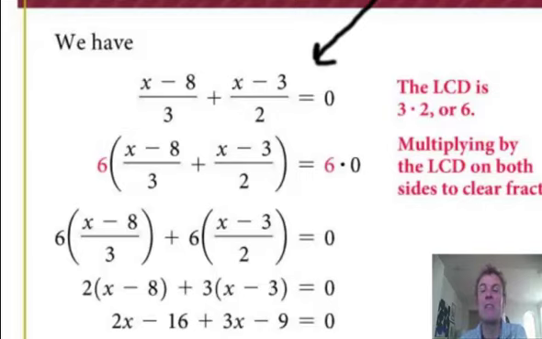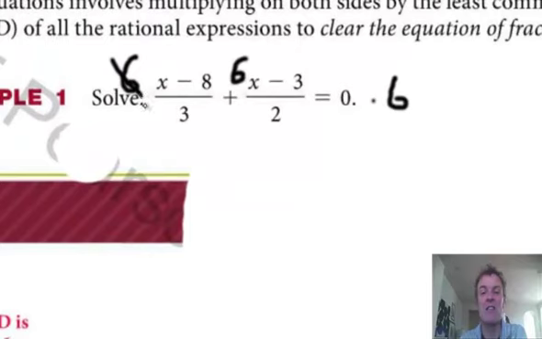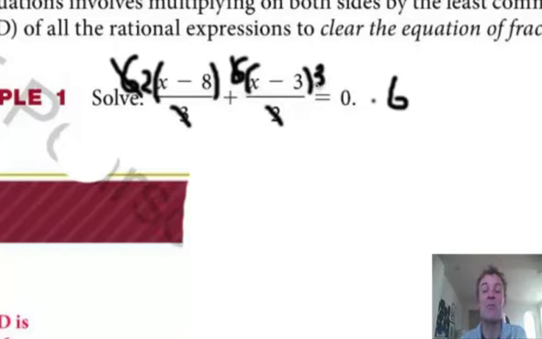The reason why I've multiplied by 6 is this. 6 divided by 3 will leave you with 2. So that is now the number that I'm going to use for my distributive law. 6 divided by 2 is going to give me 3. So that is what I'll use for the distributive law on that parenthesis. And 6 multiplied by 0 is still 0. If that was a 2 on the other side, it'd be 6 times 2 is 12. So remember, I'm multiplying everything by 6.